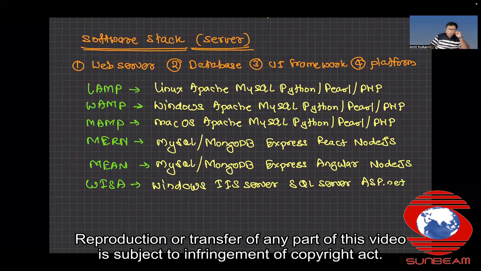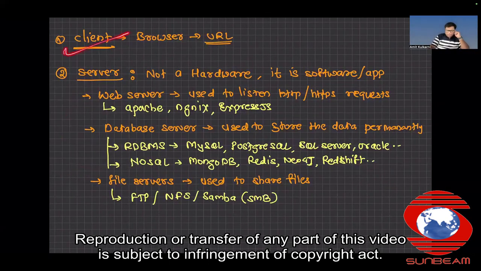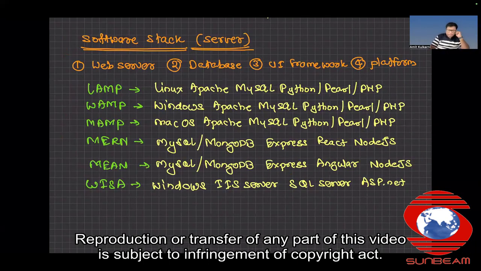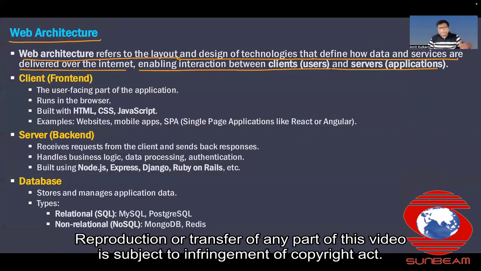Anyways, now there are two aspects of it. One is called the client, the other one is called the server. On the server, what you need is called a software stack, and that software stack is going to have all these applications. Now let's understand what you mean by the client, what you mean by server, front end, back end, and so on and so forth.